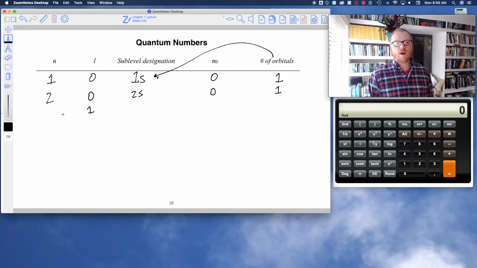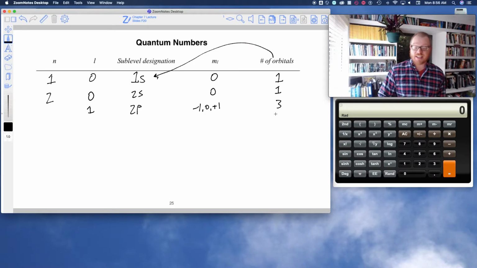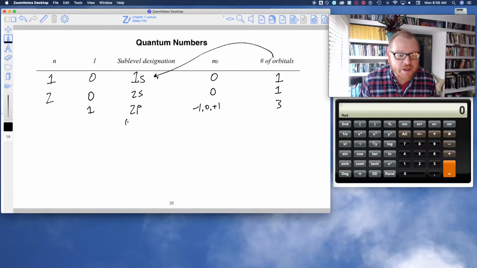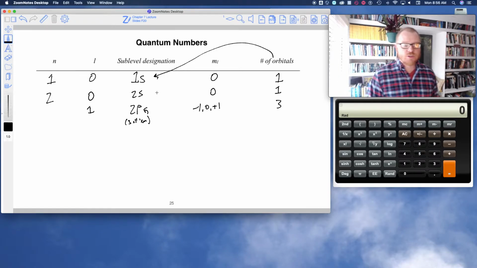Okay? But now what about when I have n is equal to 2 and L is equal to 1? Well, when L is equal to 1, that's called P. So I call that a 2p. Okay? And now my ml can be -1, 0, or +1. So that gives me 3 orbitals. And as we shall see, there are 3 2p orbitals. So I'm going to say 3 of them. There are 3 2p orbitals. Okay? So let's keep going with this.